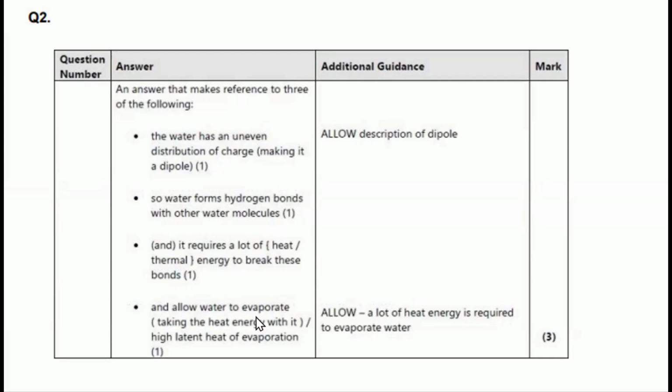And this means taking a lot of heat with it when water evaporates. The way to describe that, if you can remember it, is to say it has a high latent heat of evaporation, which means lots of energy is required to evaporate a particular mass of water. All right, let's move on.